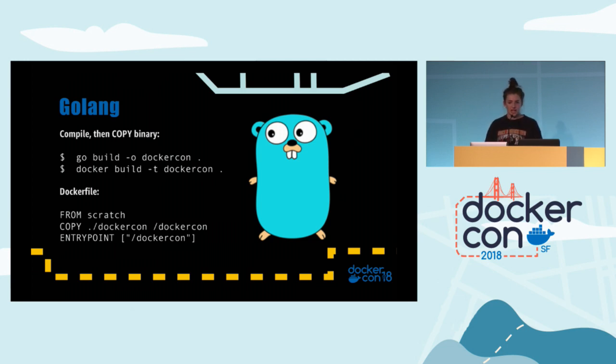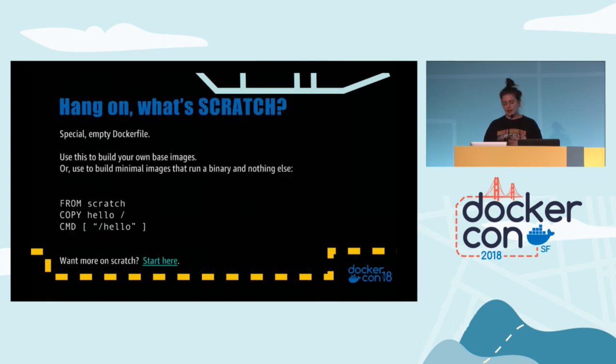So a couple of examples. Starting off with Golang, because the gopher is the cutest. Thanks, Ashley McNamara, for the cute gopher pictures. Compile first, then copy the binary over. Here's an example of building using go build, then Docker build my file. Then I can use it from scratch, so I can copy everything over and then just run it.